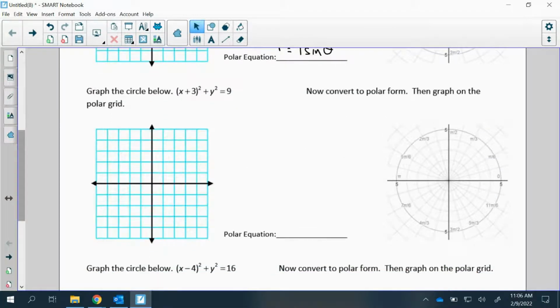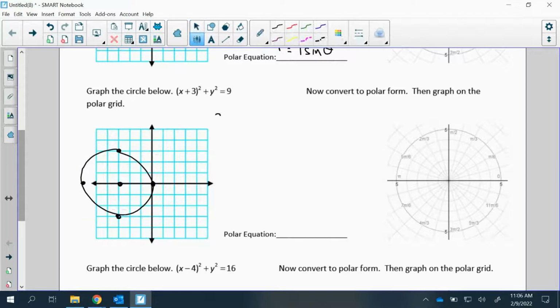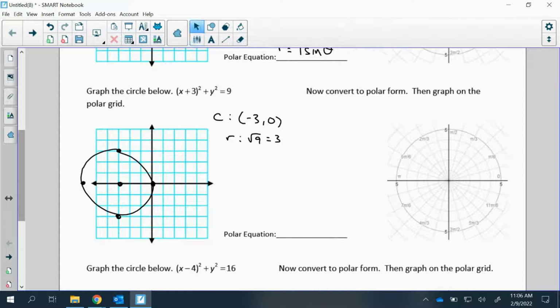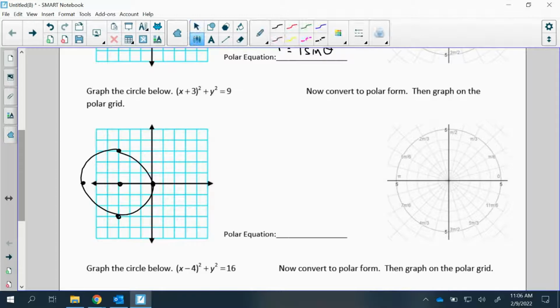So we'll see another example of this. We have (x minus h) squared plus (y minus k) squared equals r squared, where the center is at (h, k), so the center is at (negative 3, 0), and the radius is the square root of 9, which is 3. This is something that we are hopefully used to by now, doing circles for several years. Now, in order to convert it to polar form, we're going to replace x with r cosine theta and y with r sine theta.